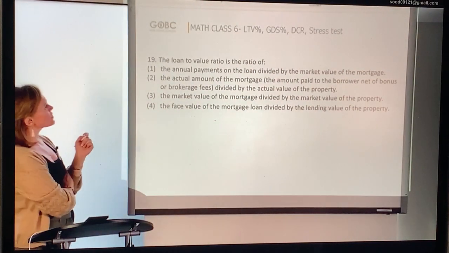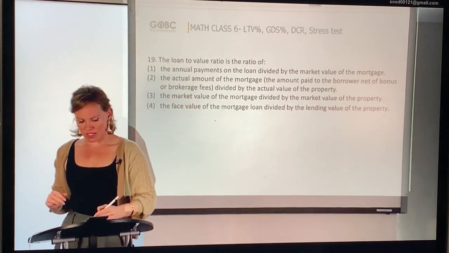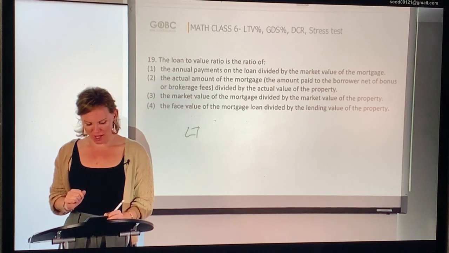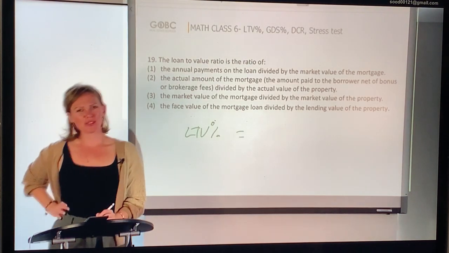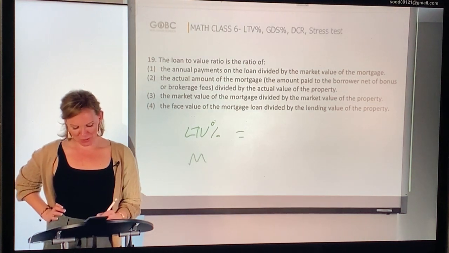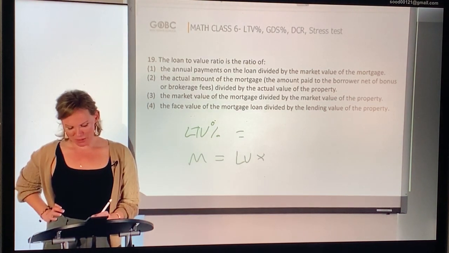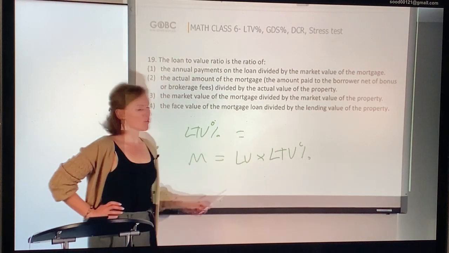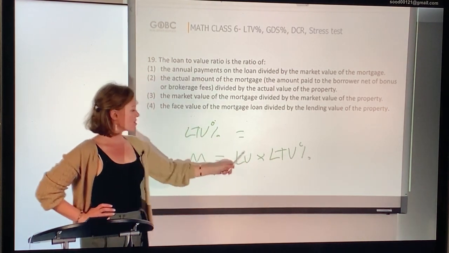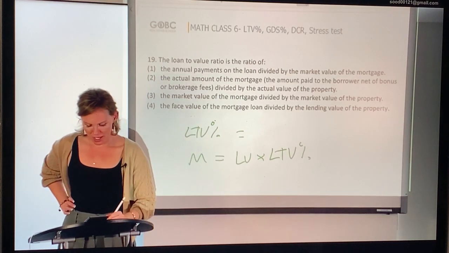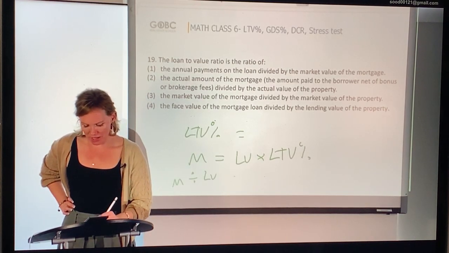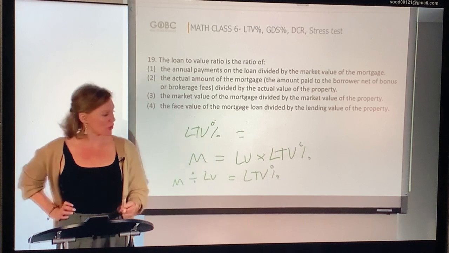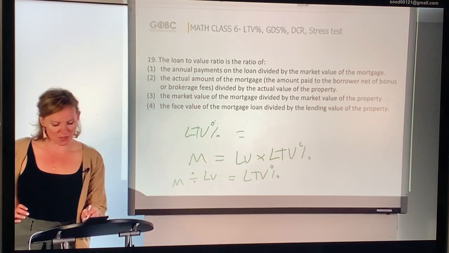Okay, question 19: the loan to value ratio is the ratio of. Instead of giving you the math question, they just ask what the loan to value ratio stands for, so they're looking for the percentage. What was the formula? Mortgage equals lending value times the loan to value ratio, remember that? How do you get the ratio out of this formula? You move the lending value to the opposite side, so it divides. You take mortgage divided by the lending value, and that gives you the LTV formula. This would be your formula. That's how you would reverse it.